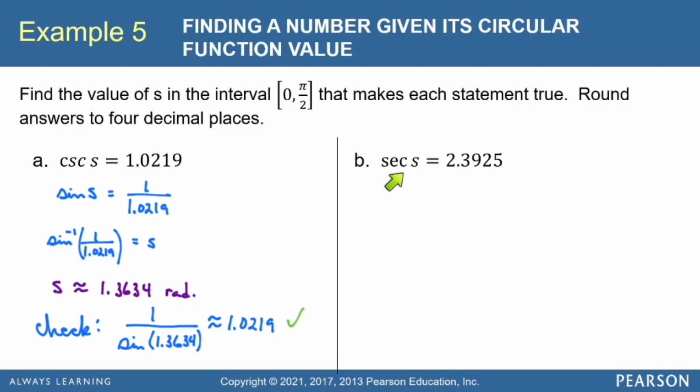Here we're given the secant of S equals 2.3925. Now this is very similar to part A, so if you would like to pause the video and try it on your own, I think that's a great idea. And now I'll go through it with you.